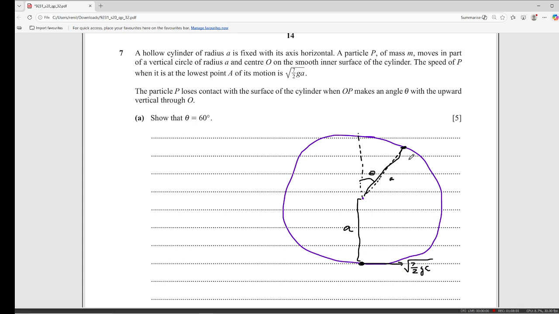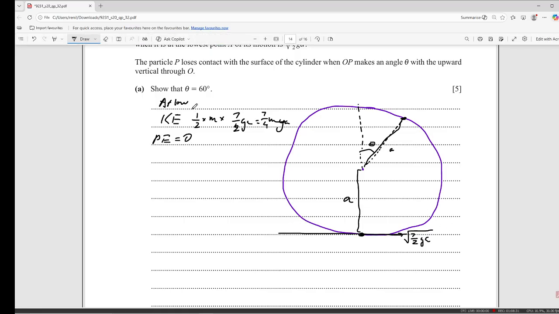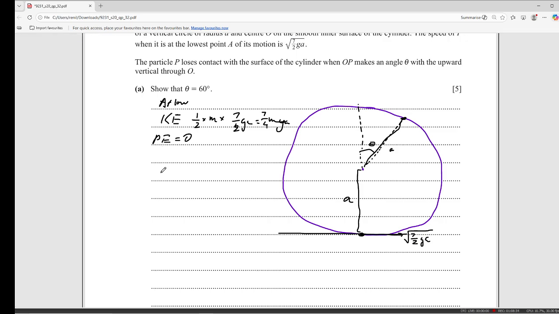The instant it loses contact, let's find the kinetic energy at the low point. At low, kinetic energy equals half times mass times 7 by 2 ga, which is equal to 7 by 4 mga. The gravitational potential energy equals 0. We're considering this to be the baseline. Now we're going to find out at high.